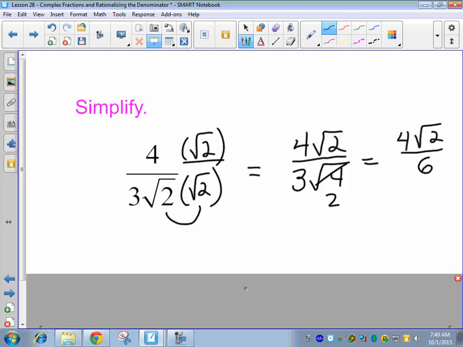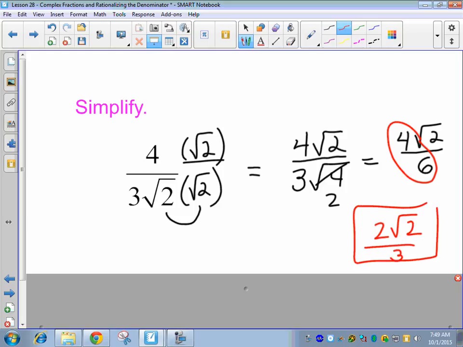Always look to simplify radicals and fractions. The only numbers that can simplify here are the outside numbers. So since 4 and 6 are both on the outside of the radical, those reduce to 2/3. And the root 2 stays. So that's how we get rid of the radical in the denominator. Also, what number is this that I'm really multiplying this by? 1. So I'm not changing the value of the fraction, which is important.